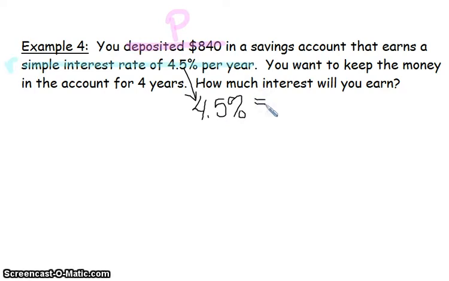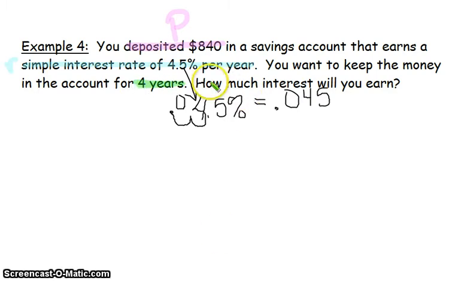Now percent is out of 100, so one way you could change this is divide 4.5 by 100. A shortcut that you all have been taught is to just move your decimal point 2 places, and once you move it, you fill in with your placeholder 0. So 4.5% is 0.045. That is 4.5% as a decimal. So that's our R value. And it tells you that you want to keep your money in the account for 4 years. So time is in years, so that's easy.